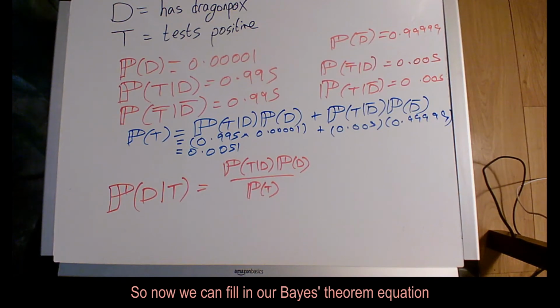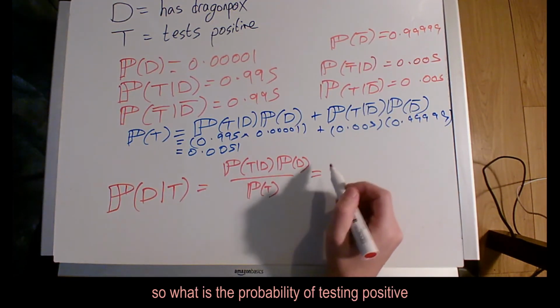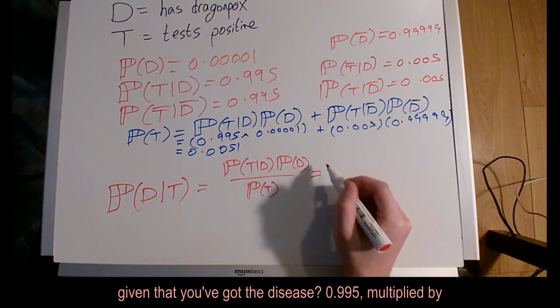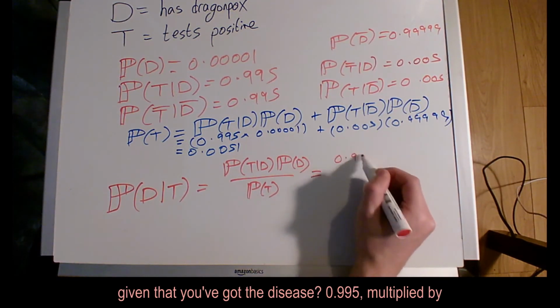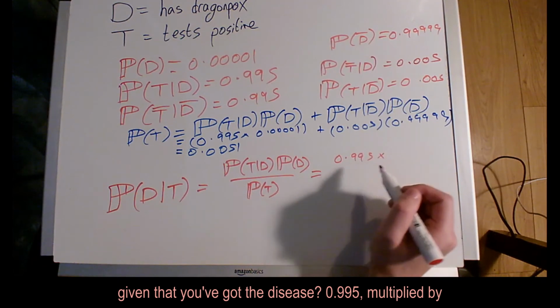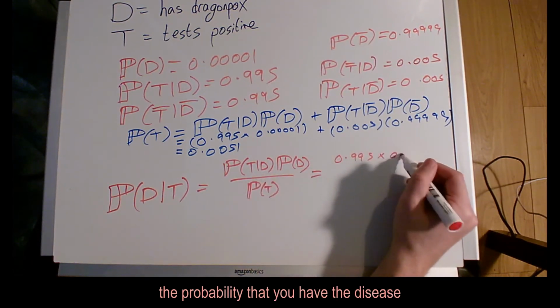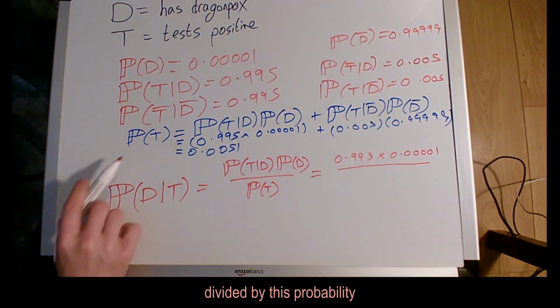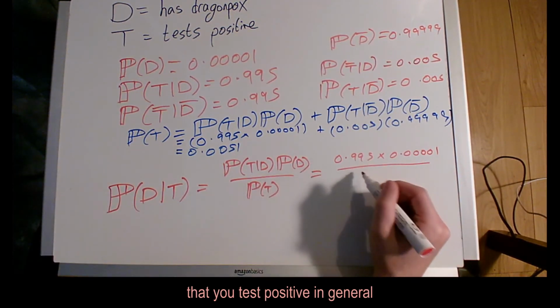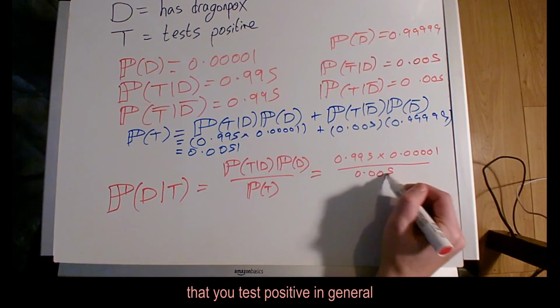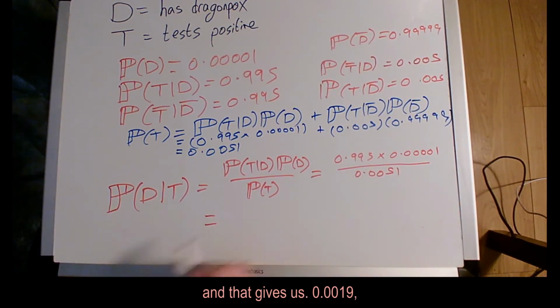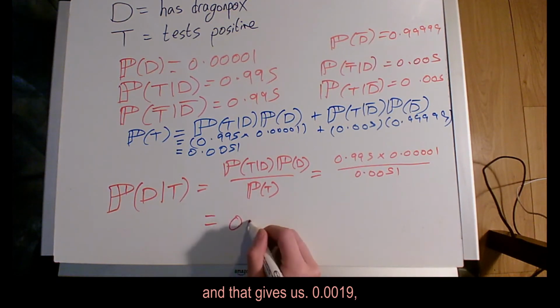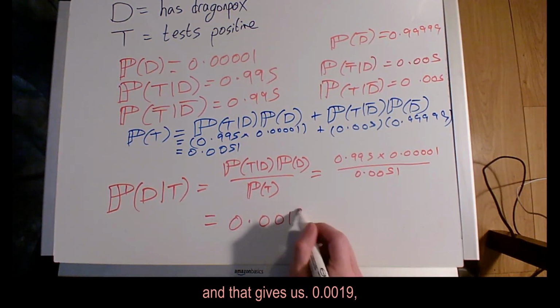So now we can fill in our Bayes' theorem equation. So what is the probability of having the disease given you've tested positive? 0.995 multiplied by the probability you have the disease, divided by this probability that you test positive in general. That gives us 0.0019.